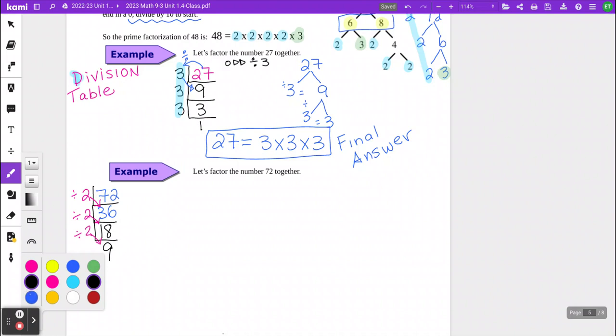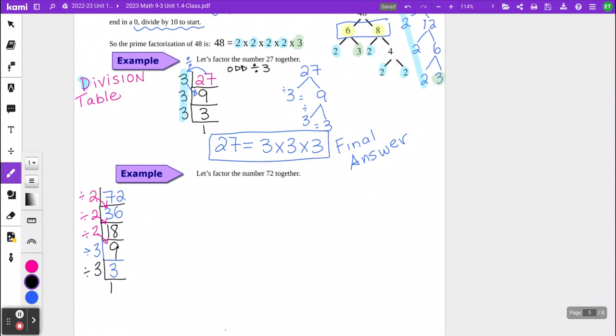Now 9 is an odd number. So odd numbers now start dividing by 3. That's going to leave me a 3. So I'm going to divide by a 3 again, because 3 does divide by 3, and I get my 1 left over.